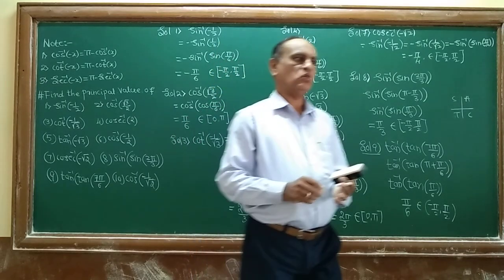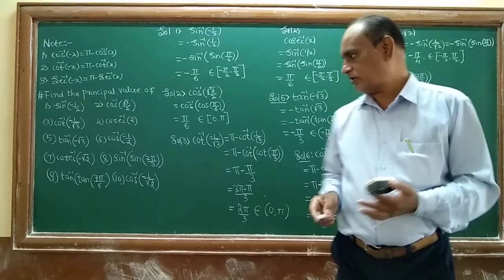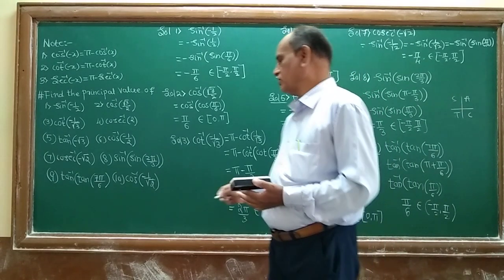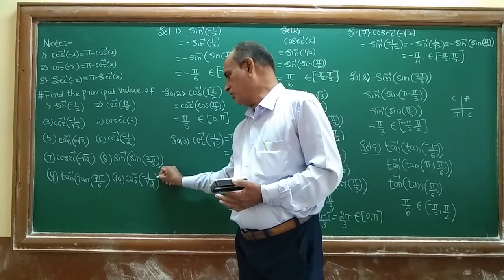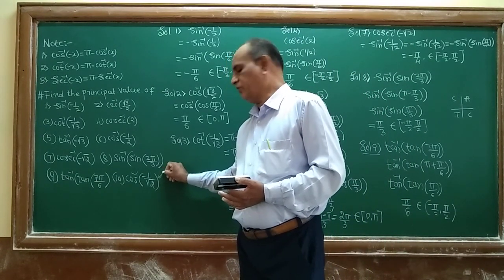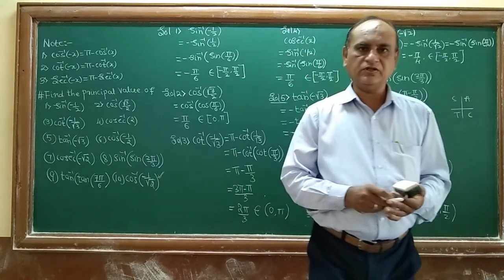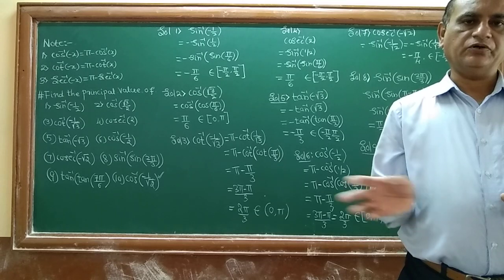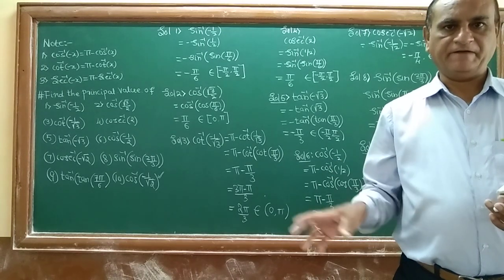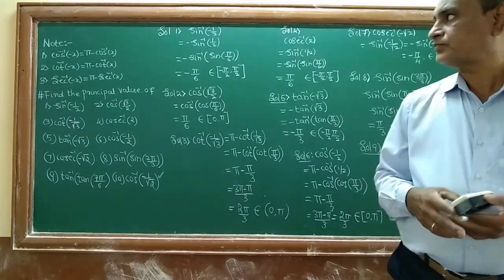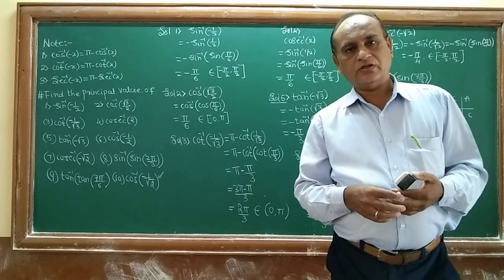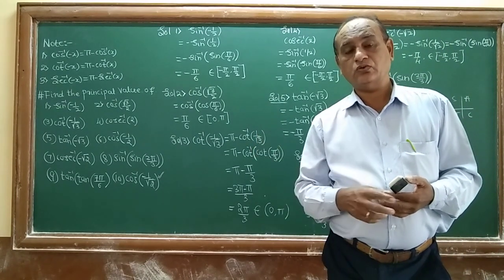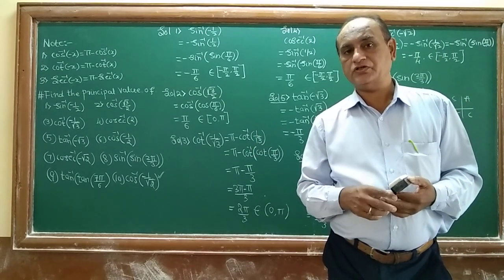ಸರಿನಾ? So one problem for homework, cos inverse of minus 1 divided by root 2. ಈ ಪ್ರಾಬ್ಲಮ್ ಅನ್ನು ಒಂದು ಸಿಂಪಲ್ ಪ್ರಾಬ್ಲಮ್ ಅದ. ಯಾವ ಫಾರ್ಮುಲಾ ಅಪ್ಲೈ ಮಾಡಬೇಕಾಗ್ತದೆ ಹೆಂಗೆ ಅನ್ನೋದನ್ನು ನೀವು ಬರೆದ್ಬಿಟ್ಟು ಆನ್ಸರ್ ಅನ್ನು ರೆಡಿ ಮಾಡಿ. In this pair, note this point number 4.